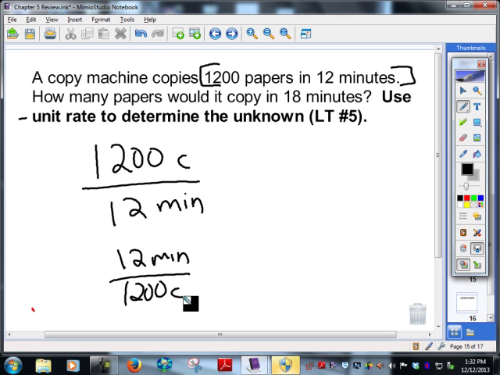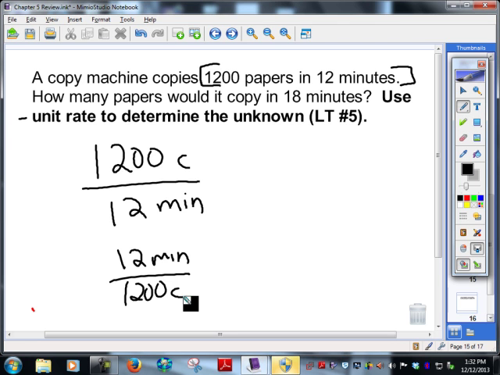I'm not saying makes sense in real life. I'm saying based on what information they gave us. Taylor? Per minute, right? Do you guys see why? Because if I can figure out how many copies it is per minute, then I can just multiply it by 18 to figure out how many total copies I would get, right?